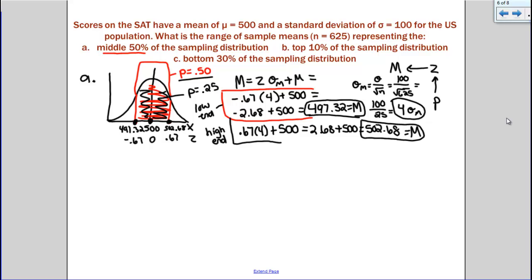The middle 50% of the distribution falls between an SAT score, a mean for the SATs, if you have a sample size of 625, of between 497.32 and 502.68. So you would have a 50% chance of randomly getting a sample mean, if your sample size was 625, between 502.68 and 497.32. All right, now let's do part B.